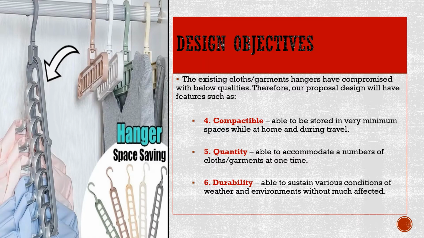or during traveling. Fifth, or number 5, is the quantity of the multi-purpose hanger. It is able to accommodate a number of clothes or garments at one time. And lastly, number 6 is its durability, where it is able to sustain various conditions of weather and environments without much effect on the purpose itself.